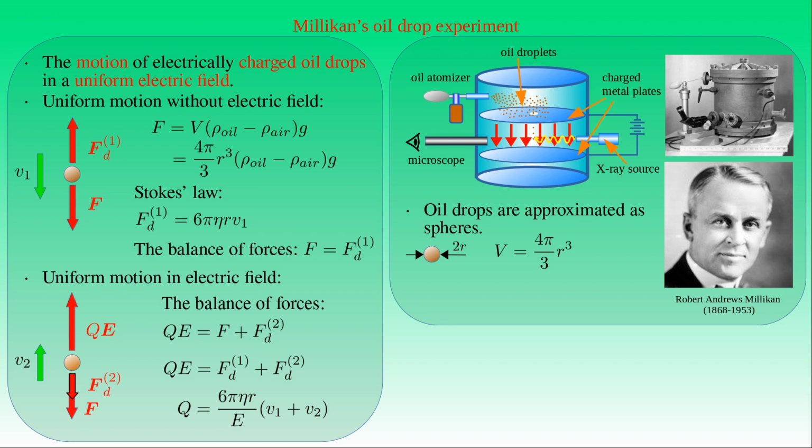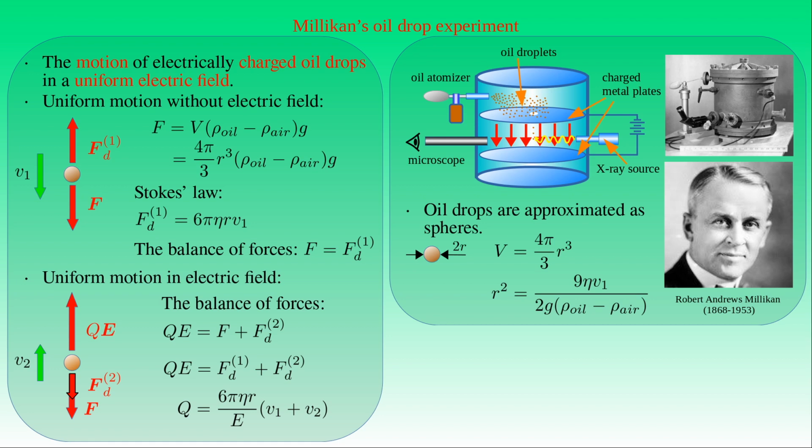The radius r can simply be determined from the first balance equation, since r squared is given by 9 times η times v1 over 2 times g times the difference of ρ oil and ρ air. If the densities of oil and air, the viscosity of air and the gravitational acceleration are known, the charge Q could be determined by measuring the velocities v1 and v2 of a droplet for a given electric field strength E.